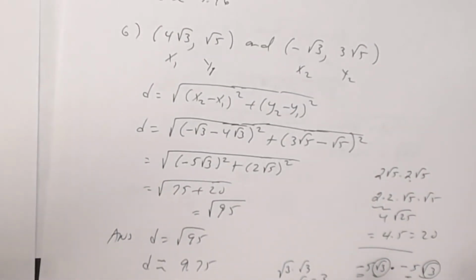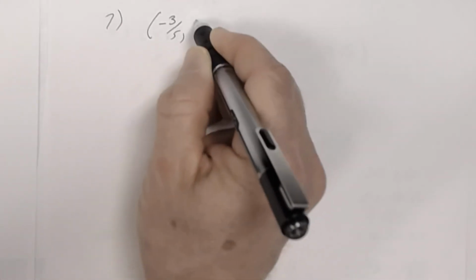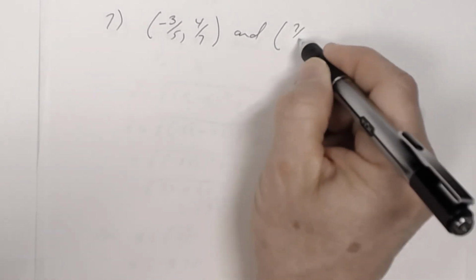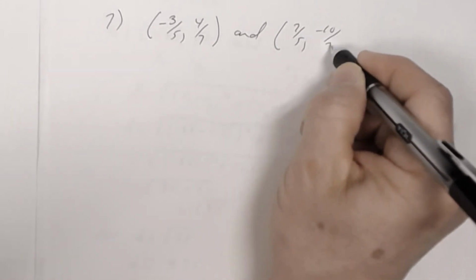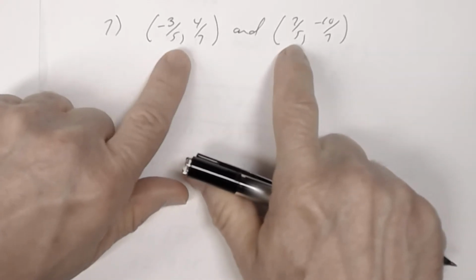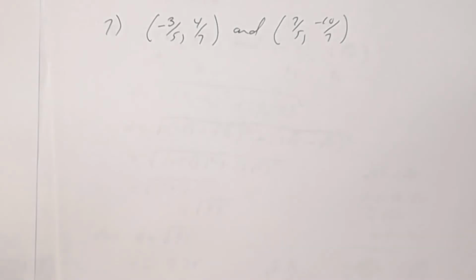So this will be number 7. Now, number 7 is going to be a fraction, and don't let it throw you off. The fractions here are not that bad. So for 7, we have the point negative 3/5, comma, 4/7, and the other point is 7/5, comma, negative 10/7. Again, they're not that bad because notice that the x coordinates both have the same denominator. The y coordinates have the same denominator, okay?